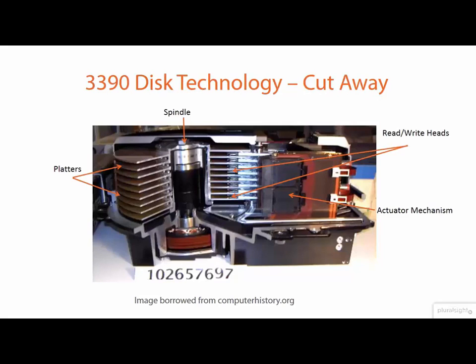This picture is a cutaway of a 3390 disk so that the individual platters can be readily seen, as well as the actuator arm which is responsible for moving the read-write heads across the disk surface. You can also see how the read-write heads are positioned as a single unit, which is what gave rise to the definition of a cylinder as being that portion of the data where the read-write heads are positioned directly above and below each other.